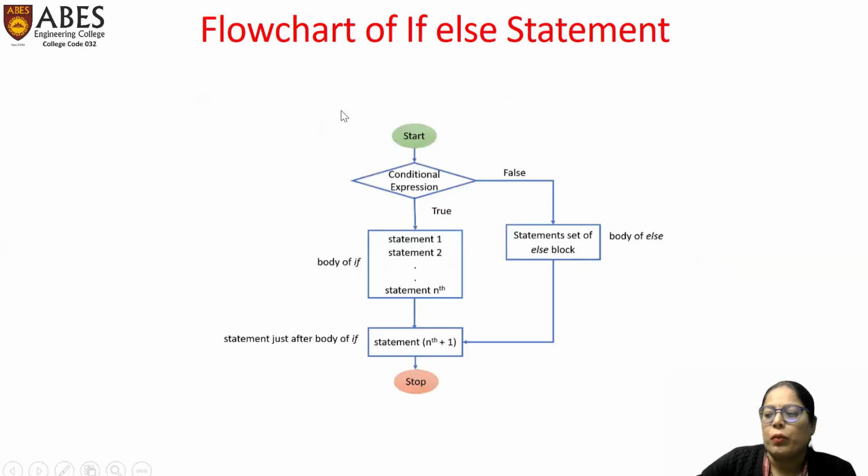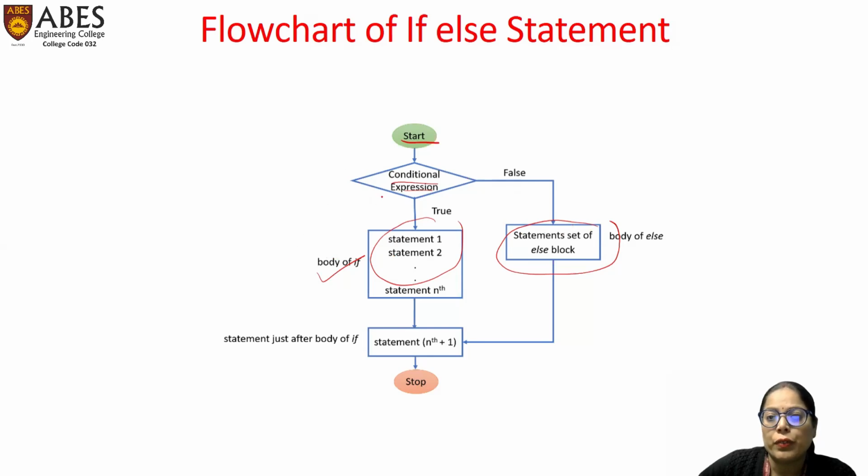Now, we will try to understand this if-else statement with the flowchart. We will start our program. We will check the condition. If the condition is true, then the body of if is executed. If the condition is false, then the statement of the else part will be executed. So this is the basic difference.